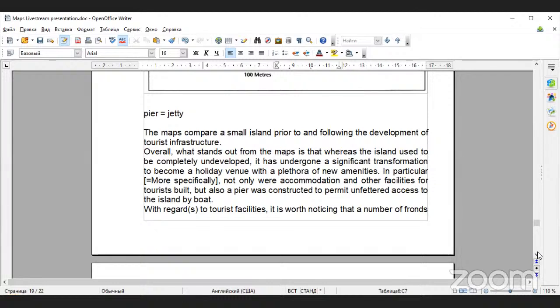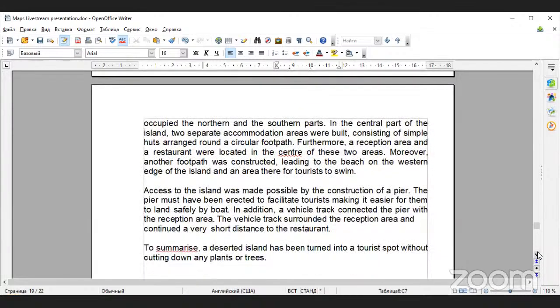With regards to tourist facilities, it is worth noticing that a number of fronds occupy the northern and the southern parts. In the central part of the island, two separate accommodation areas were built, consisting of simple huts arranged around a circular footpath. Furthermore, a reception area and a restaurant were located in the center of these two areas.